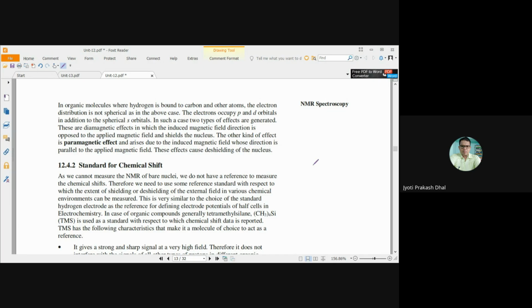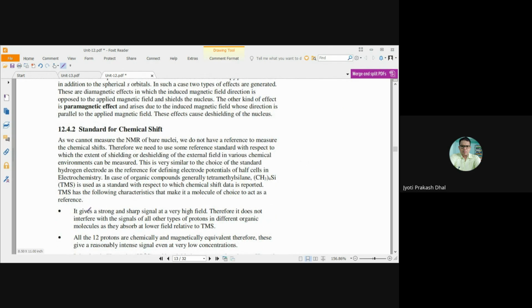and in that case the electronic motion will shield the nucleus. The other kind of effect is the paramagnetic effect, which arises due to an induced magnetic field whose direction is parallel to the applied magnetic field. So this effect is called de-shielding of the nucleus. Now coming to standard chemical shift.